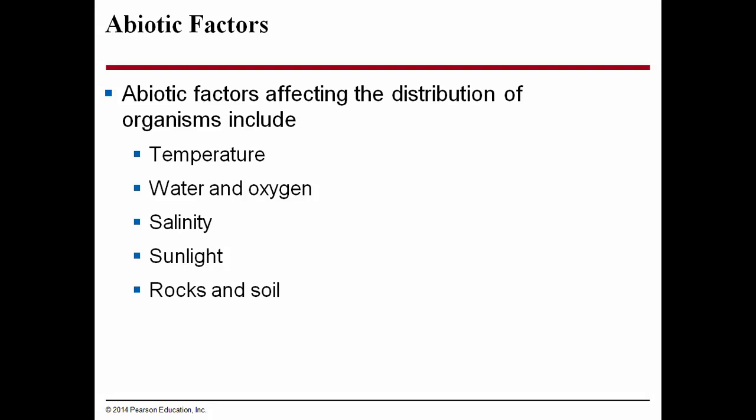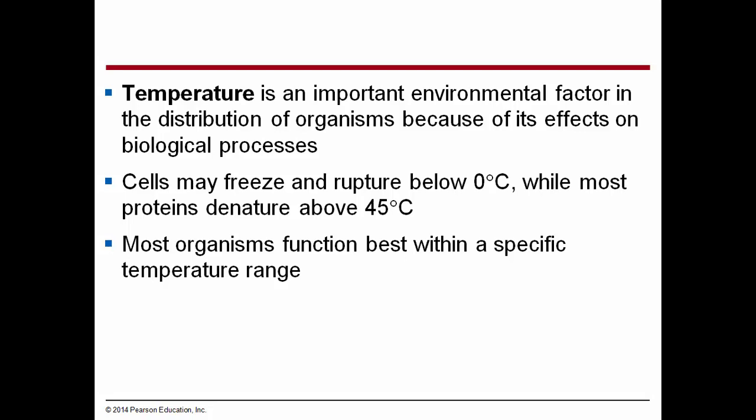Okay, abiotic factors affecting distribution of organisms include temperature, water, oxygen, salinity, sunlight, rocks and soil, pH of the soil, different mineral aspects, and available nitrogen. These are all abiotic factors that affect distribution of organisms.